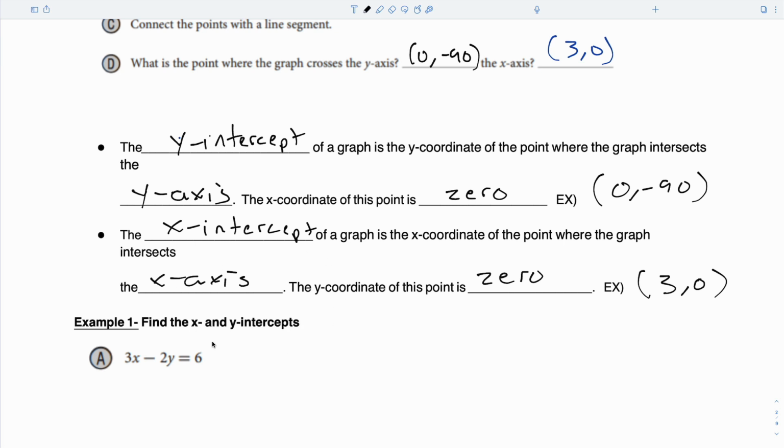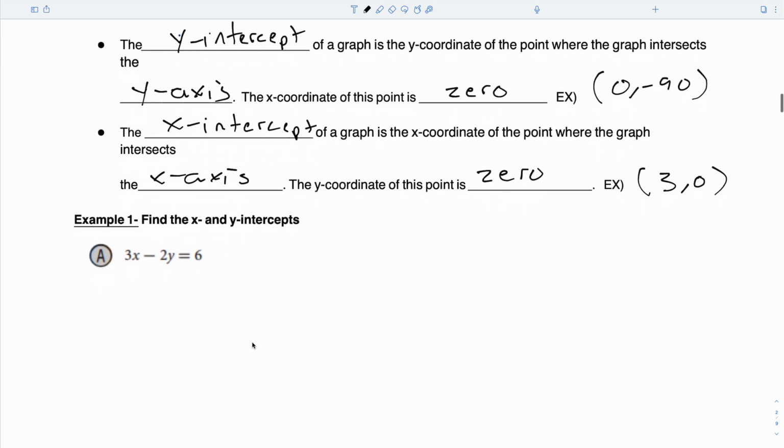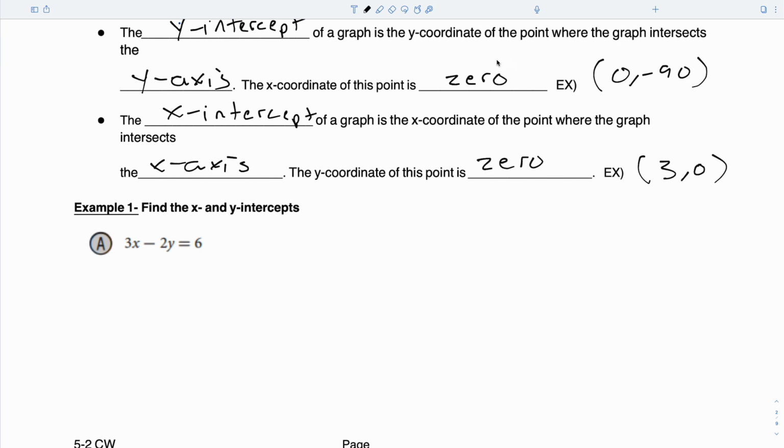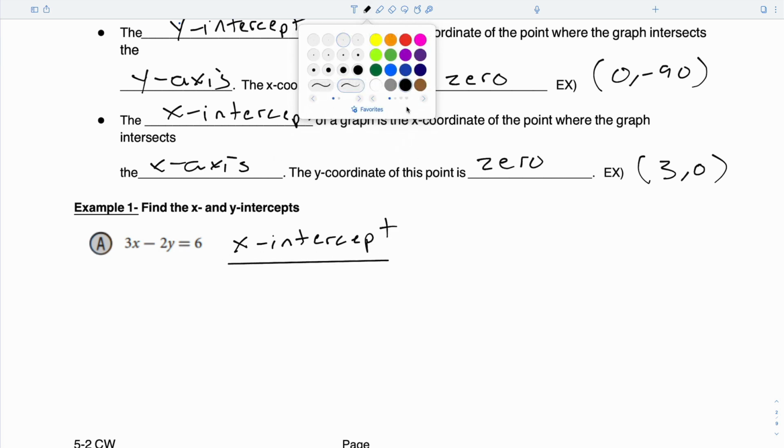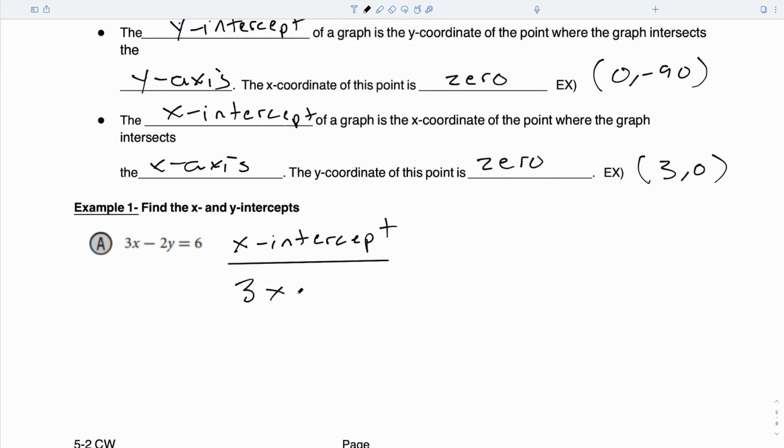So if you're trying to find the x and the y-intercepts and you're given an equation, you can find whichever one you're looking for by plugging in the opposite one as 0. If we want to find the x-intercept, we're going to plug y in with a 0. So we'll have 3x minus 2y. Since the y-intercept had a 0 here, the x-intercept has a 0 here, you're going to put a 0 in for y. So we're looking for the x-intercept, the y turns into 0.